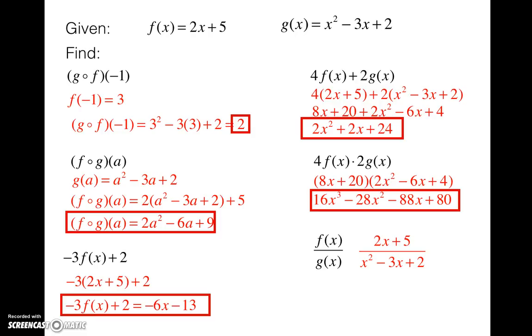And then f of x divided by g of x, we have 2x plus 5 divided by x squared minus 3x plus 2. When I factor the denominator, I end up with x minus 2 and x minus 1, and I know those two can't equal 0, so I'm going to have a domain restriction. The domain restriction here is x cannot equal 1 or 2.